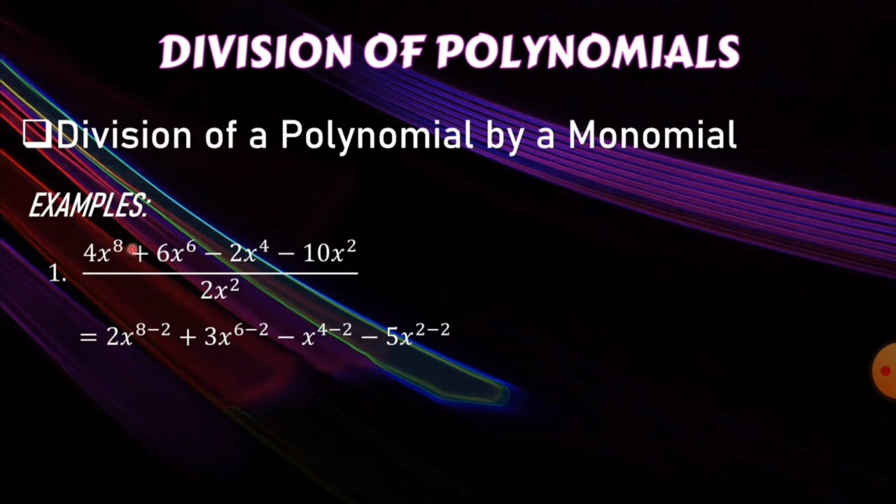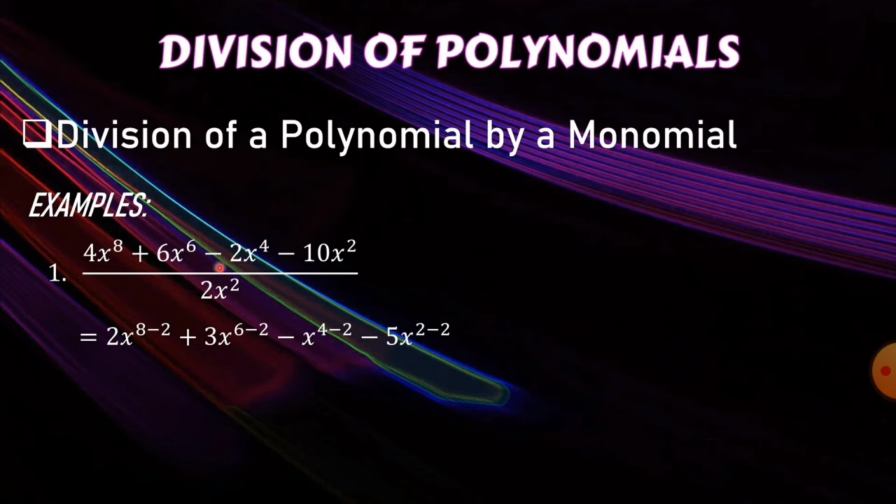So magiging 2 na lang yung numerical coefficient. Then si x, yung exponent, subtract 8 minus 2. Okay? Then 6x raised to 6 divided by 2x squared. So magiging 3. So we are dividing the numerical coefficient. So magiging 3. Then copy yung x. Then subtract the exponent, 6 minus 2.